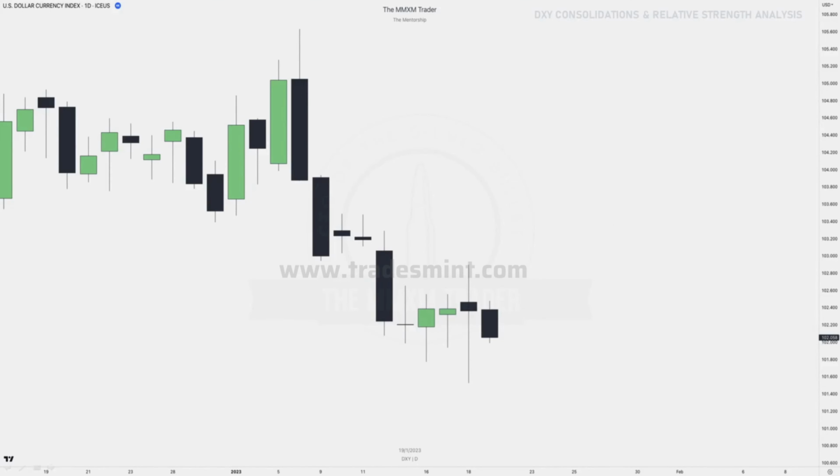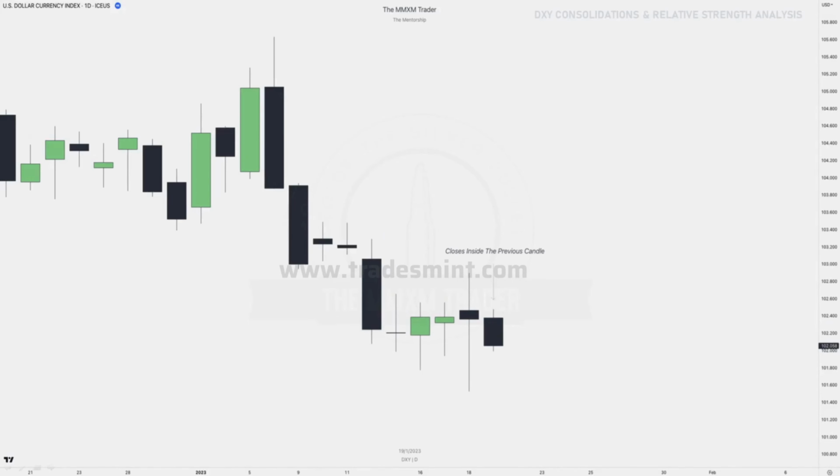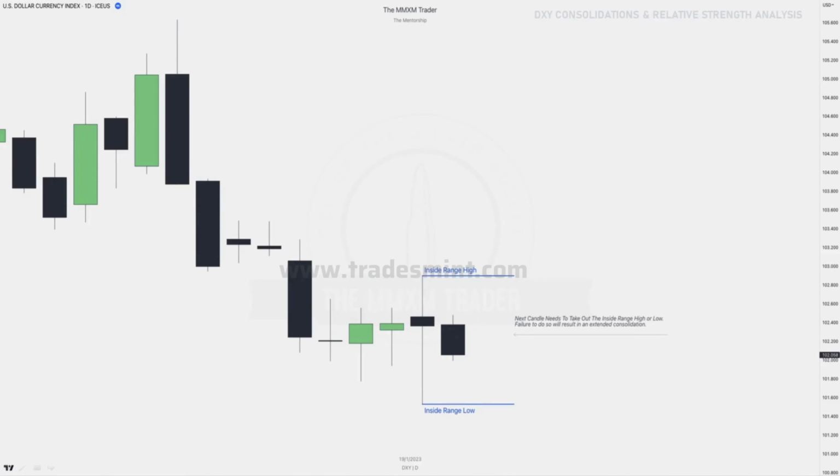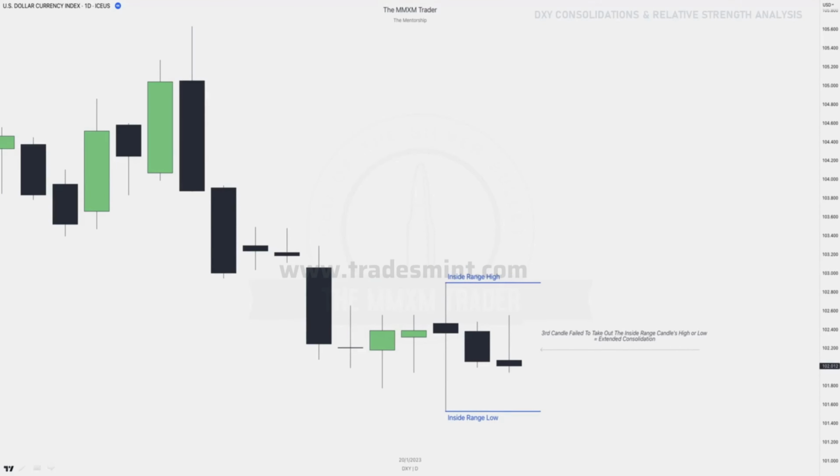Now an example on a candlestick chart, we've got that US dollar index over here, daily chart. Over here we've got our first candle, right, closing inside the previous candle. So now we've got an inside range high and inside range low formed, which looks something like this, right? Next candle needs to take out the inside range high or low, and failure to do so will result in an extended consolidation. Over here we can see that third candle failed to take out that inside range high or that inside range low, and now we can expect an extended consolidation and we can look for those exotic pairs.